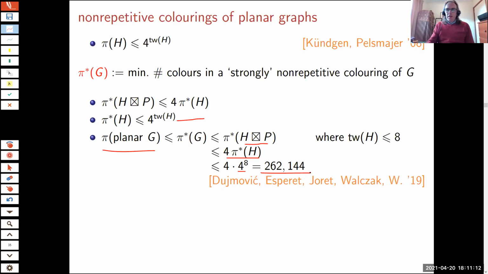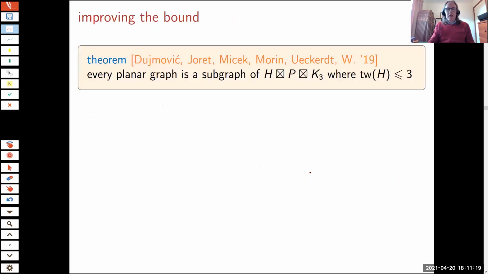Now you're probably thinking 262,000 is a lot of colors, and you'd be right, but thankfully we can reduce the number of colors. And the lemma to reduce the number of colors is of independent interest, because we prove another product structure theorem for planar graphs where we've added this K3 on the right here. We say every planar graph is a subgraph of a product of H times a path times a triangle. And the gain is that the treewidth has dropped a lot down to treewidth 3.